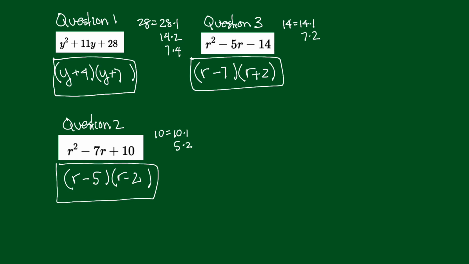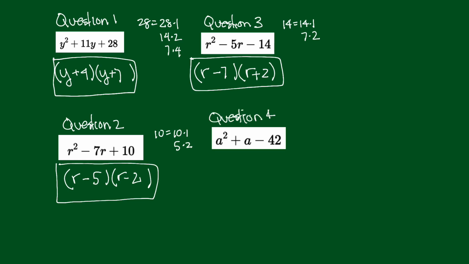And just run a quick check. R squared. Here's 2r, but then minus 7r brings us to negative 5r, and negative 7 times positive 2 is negative 14.